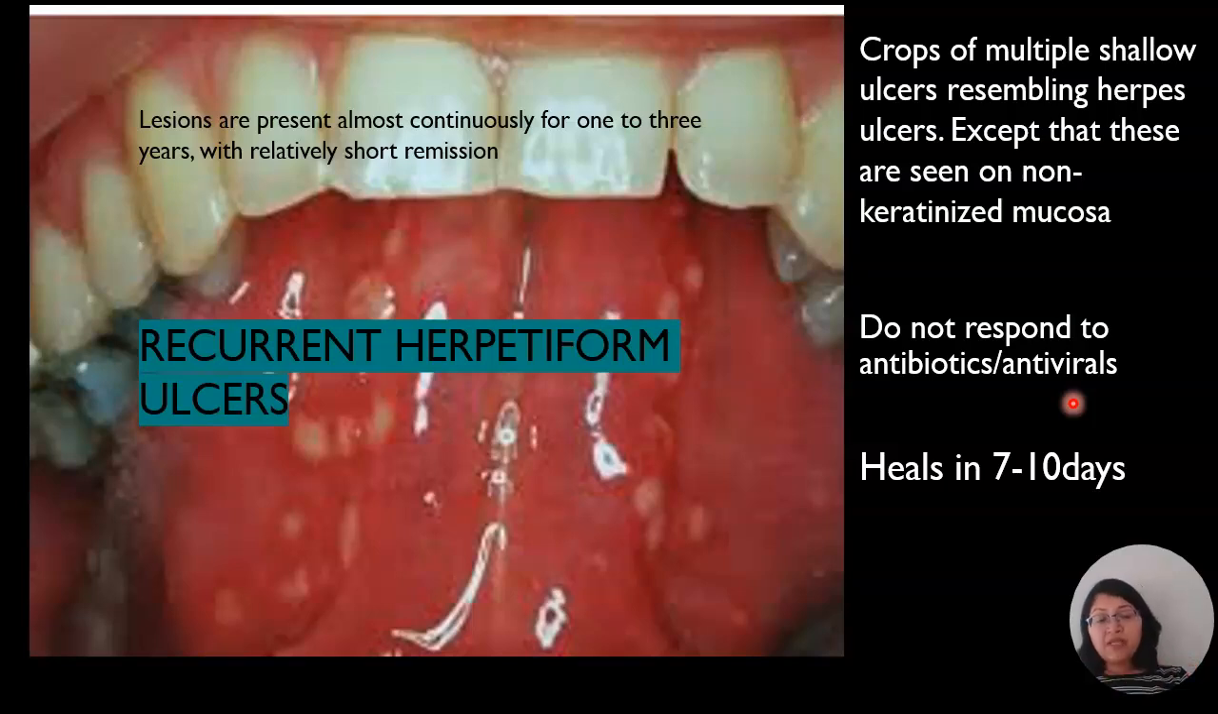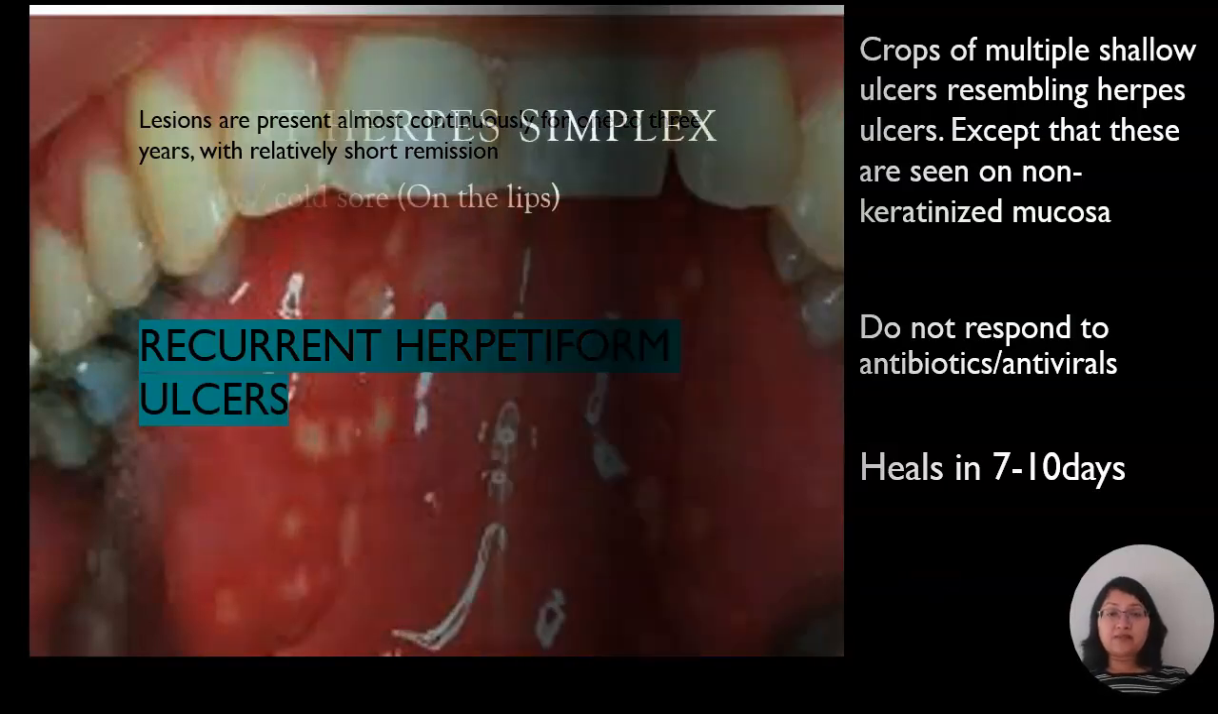Okay, so they're similar to aphthae because of their location on a non-keratinized mucosa. They're occurring in multiple locations at the same time. That kind of makes it similar to herpes, right? But unlike herpes, it does not really respond to antivirals. Okay, so these are your herpetiform ulcers.